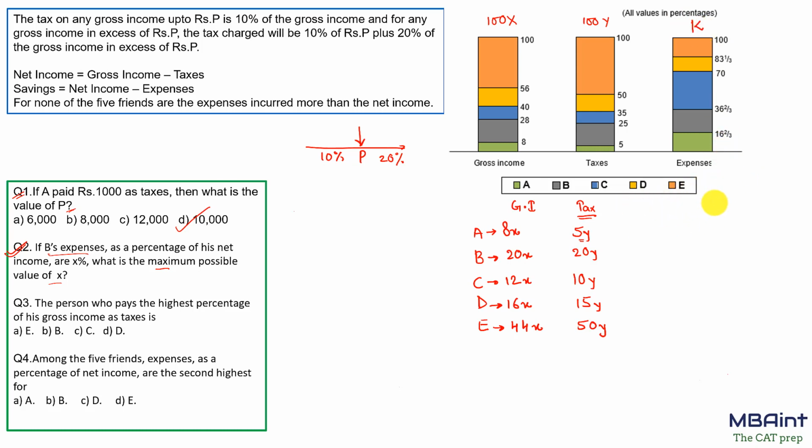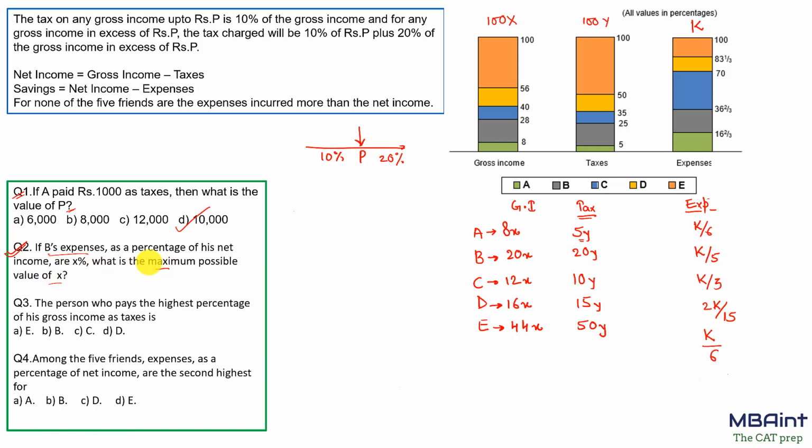So if we need to calculate the expense for A, the expense would be K by 6 because 16 whole 2 by 3 is nothing but 1 by 6. For B, it would be K by 5. For C, that would be K by 3. For D, this is nothing but 13 whole 1 by 3, that is 40 by 3%, and that is nothing but 2K by 15. And this is again K by 6.